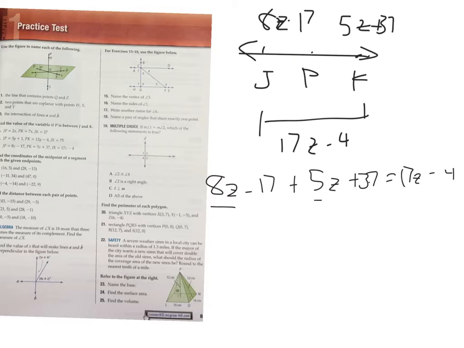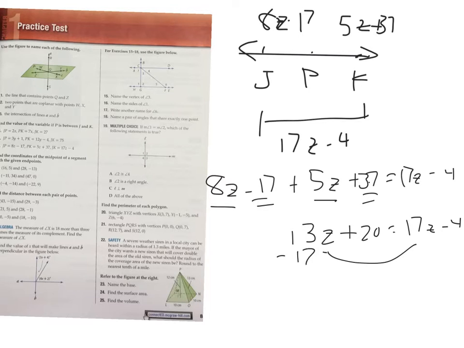Okay, good. Now we're just going to combine like terms. Here I got 8Z and a 5Z. That's 13Z. Negative 17 plus 37 is plus 20. And that's going to equal our 17Z minus 4. Now I'm going to take the 17Z and move it over here. It'll be a negative 17Z by subtracting 17Z from both sides.